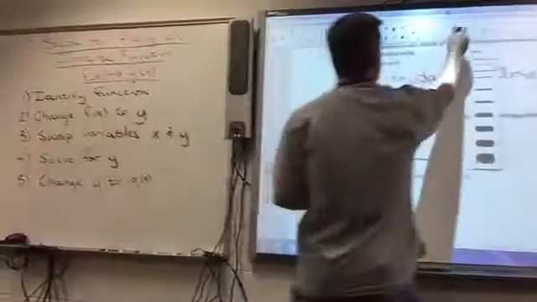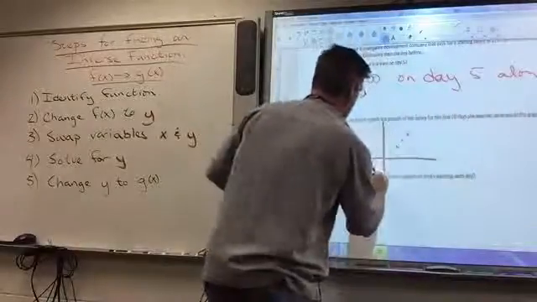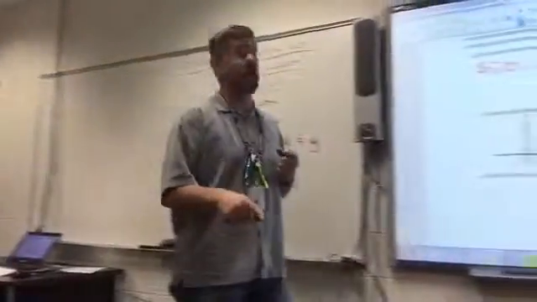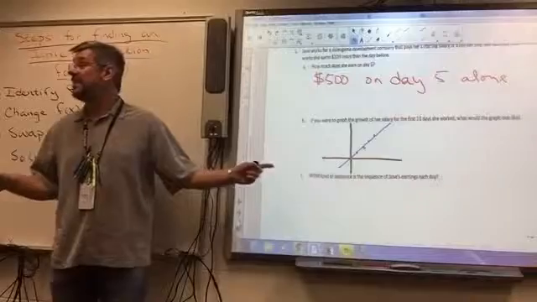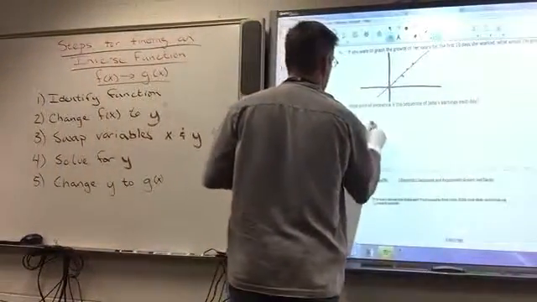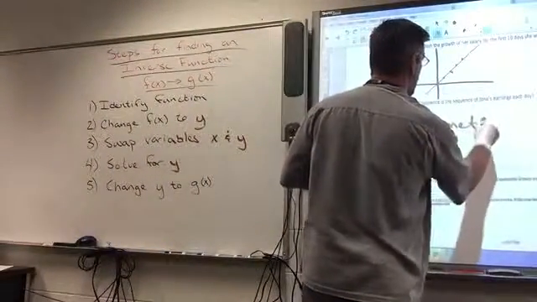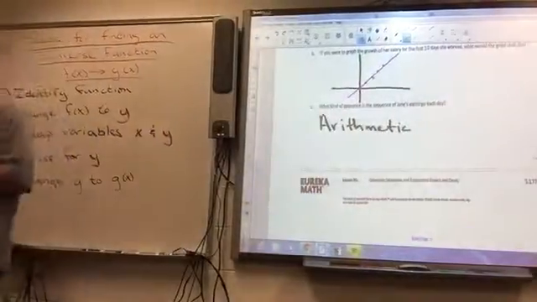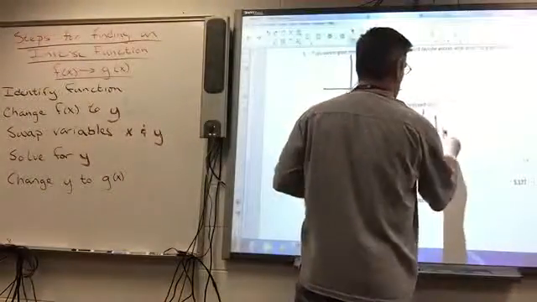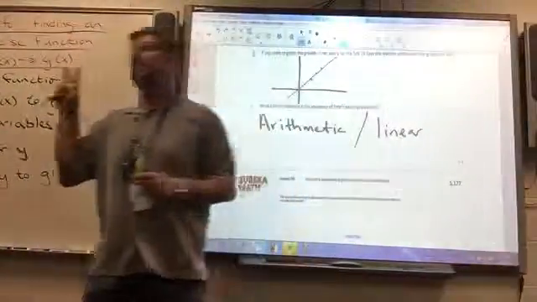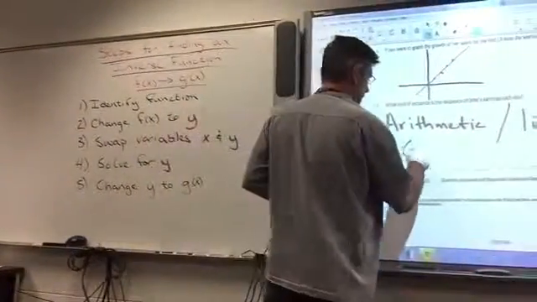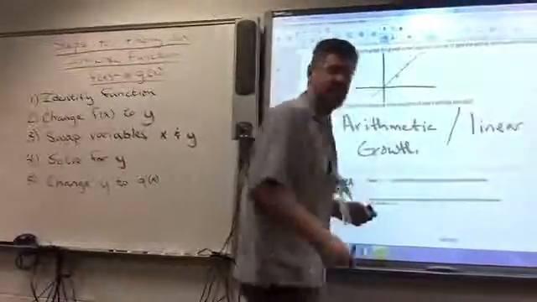Yeah. Actually, I want to do blue. Good color. A linear line. Department of Redundancy Department, right? This is an arithmetic sequence. We also got another name. What'd you call it, Nick? Linear. They are synonymous. Growth or decay? Growth. Thank you for your time, ladies and gentlemen.